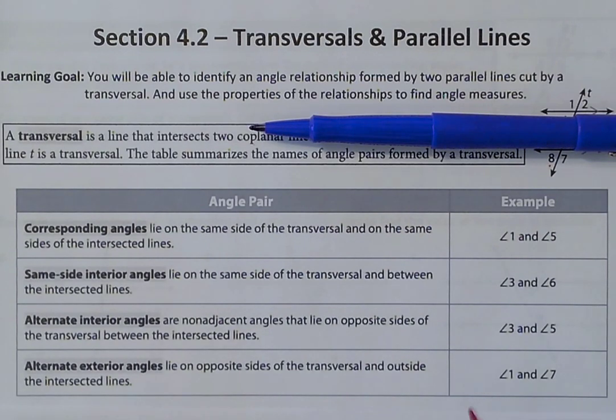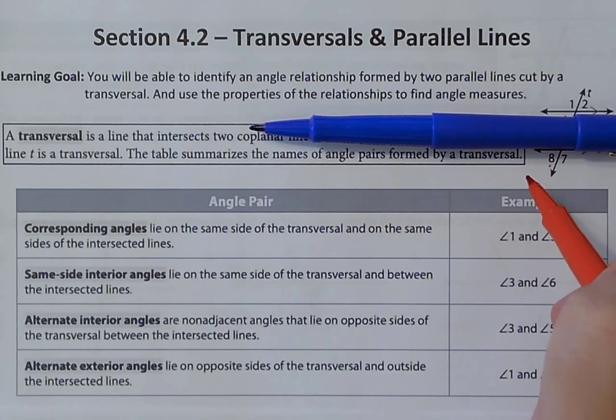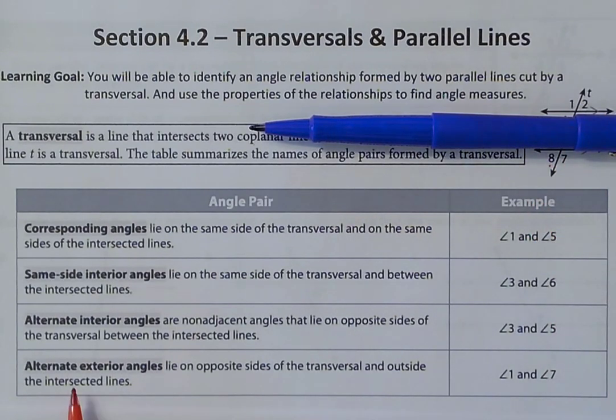And we're talking on alternate sides, so that would be angles 1 and 7, and then 2 and 8. So alternate exterior, opposite sides of the transversal, and then outside of the parallel lines. So 1 and 7, 2 and 8.